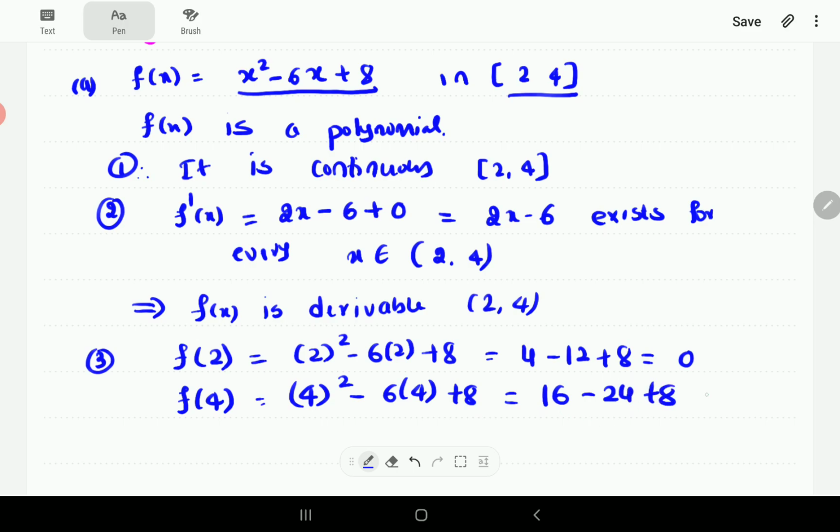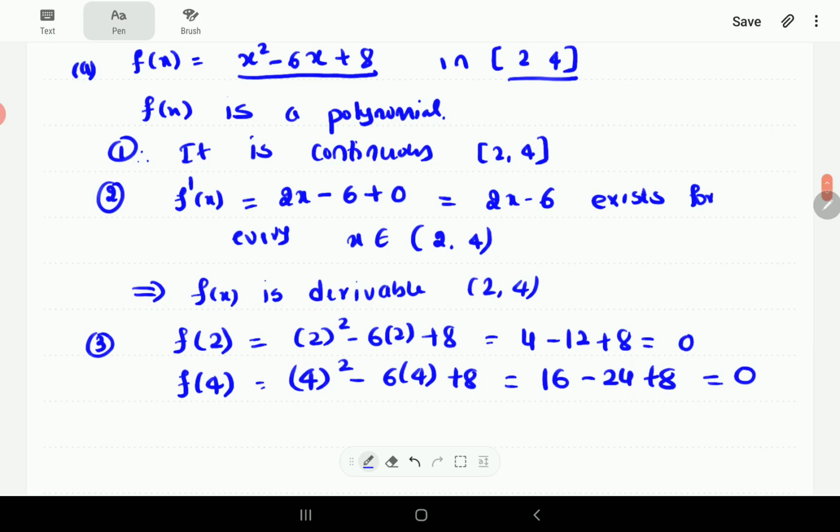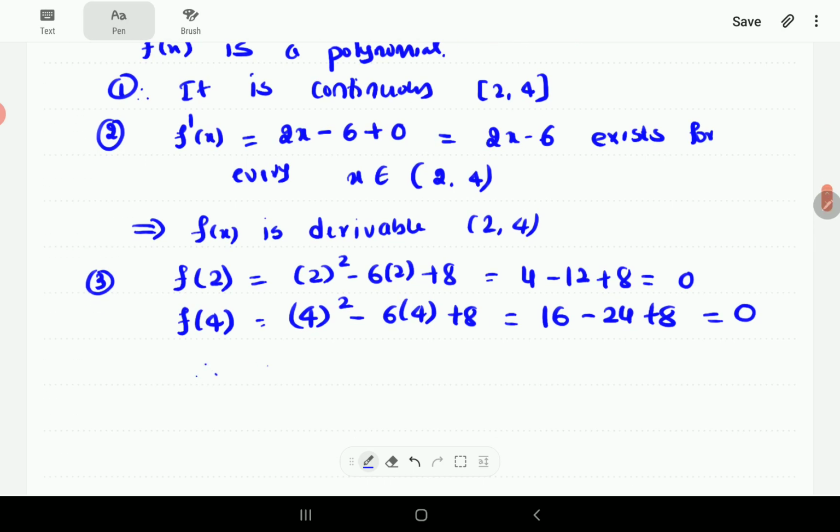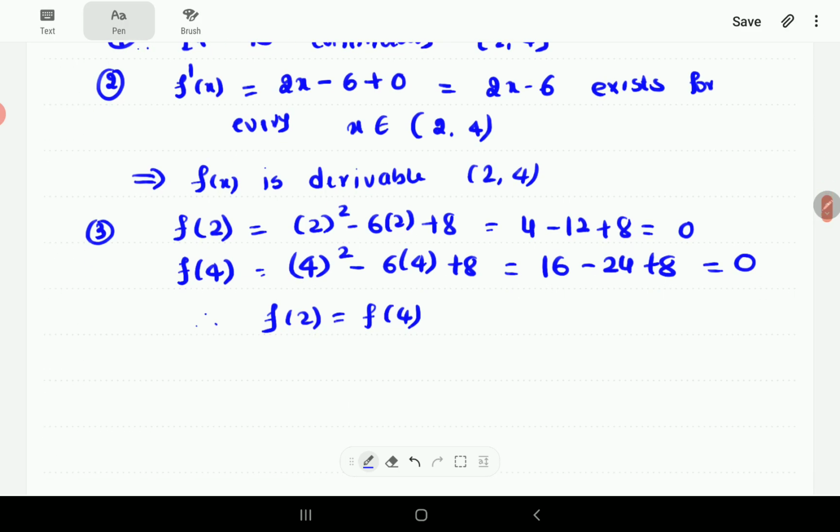This is 24 minus 24. Again, it is equal to 0. So clearly what we have here, f of 2 is equal to f of 4. So all the three conditions are satisfied. The given function is continuous in the closed interval 2 comma 4, and it is differentiable in the open interval, and f of 2 is equal to f of 4. So all these three conditions are satisfied.